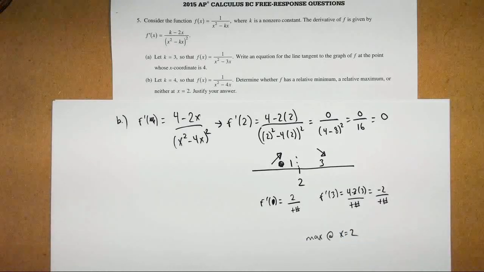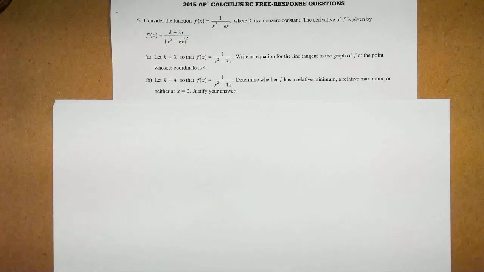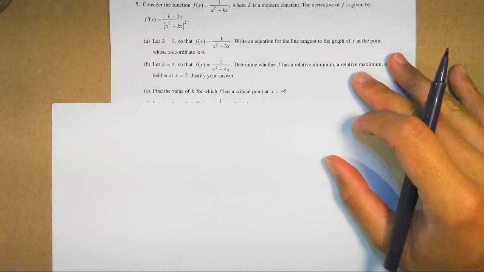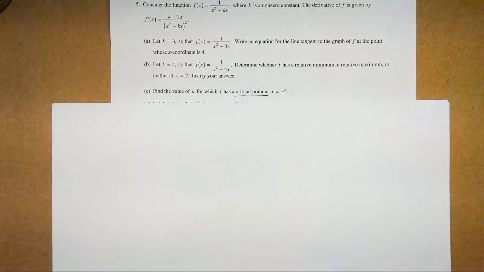Okay? So then our next part of this question is going to move on to part C. Part C says, find the value of k for which f has a critical point at x equals negative 5. Keyword, critical point. How do I find a critical point? Critical point is from the first derivative. So what I'm going to have to do is find my first derivative, which they gave me, and it wants me to find the value of k for when x equals negative 5 is equal to, what do we think? Critical number. A critical number is when the first derivative is equal to 0.